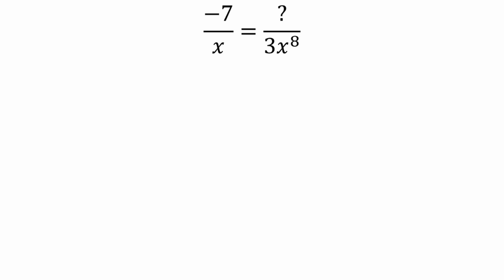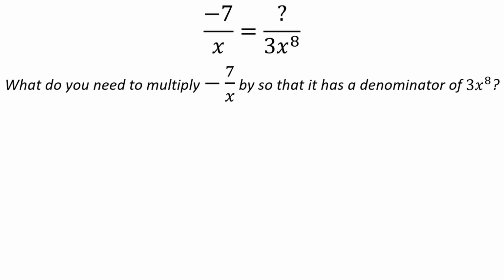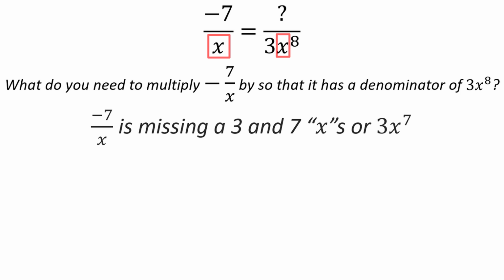This is kind of like you've already figured out that the least common denominator is 3x to the 8th power, and now you want to multiply negative 7 over x by something so that it will have a denominator of 3x to the 8th. Ask yourself, what does the denominator of negative 7 over x already have that our blank over 3x to the 8th has? Well, of course, they already have an x in common. What negative 7 over x is missing is a 3 and an additional 7 x's. In other words, negative 7 over x is missing 3x to the 7th.